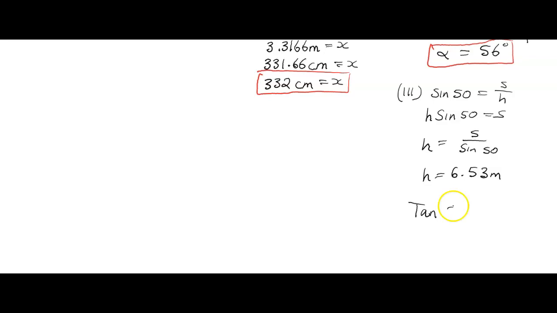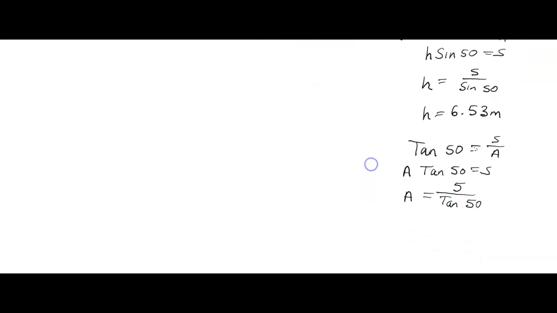So it's tan 50 is equal to opposite, which is 5, over adjacent, which is A. So multiply across by A. A tan 50 is equal to 5. Then divide across by tan 50 to get A. A is equal to 5 over tan of 50. Put that into my calculator then, and A is equal to 4.2 meters.